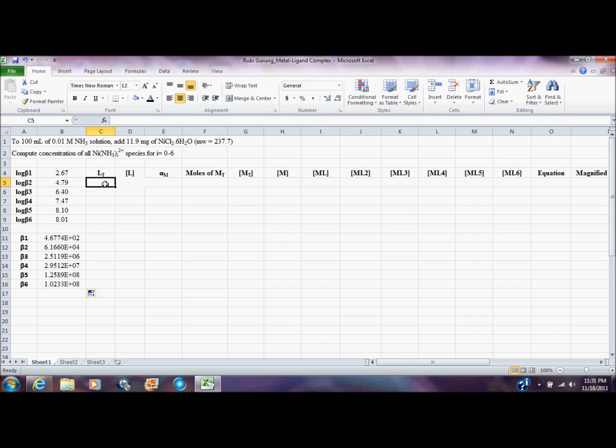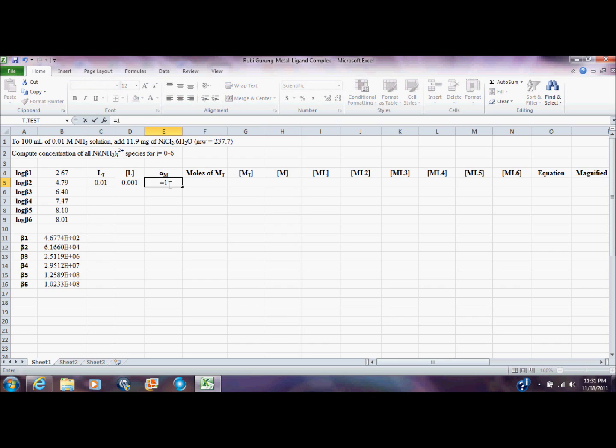For this question, the total ligand concentration is given, which is 0.01 molar. We don't have the concentration for free ligand. For now, let's assume it to be 0.001. You can assume it to be anything, but it has to be less than 0.01, which is the total ligand concentration. Now let's calculate for alpha m.